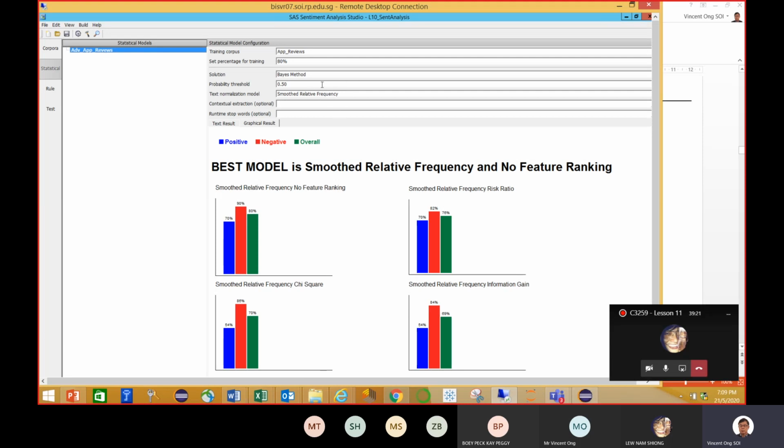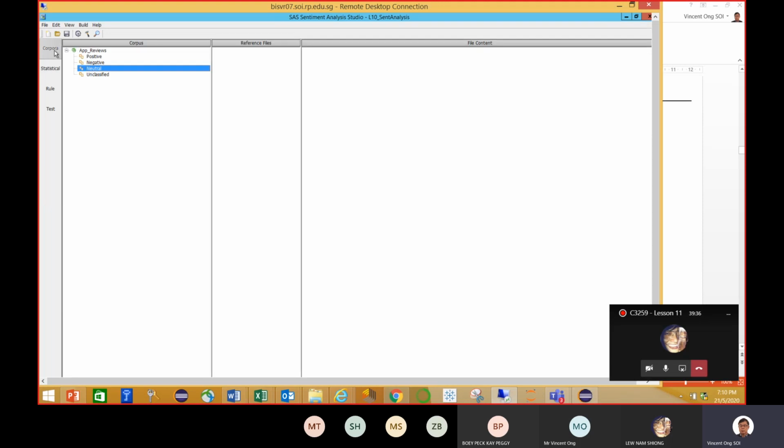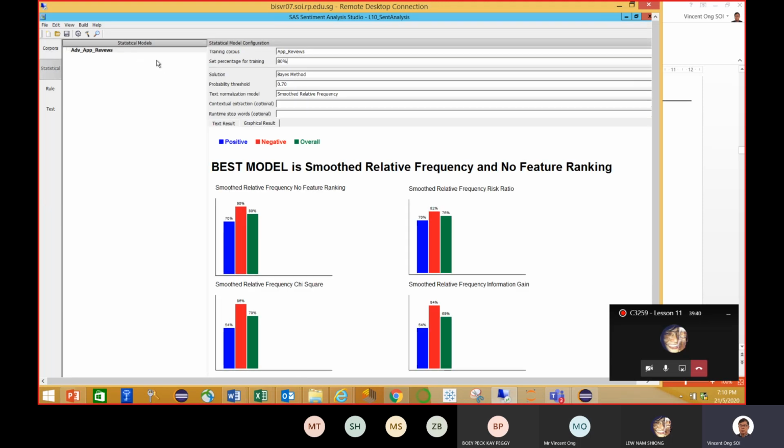So we can see the settings. We use a Bayes method. Percentage for training is 80%. Of course, the 20% is validation. Okay, this is the corpus that we defined up here. You can see the corpus name. So this is the name of the model.